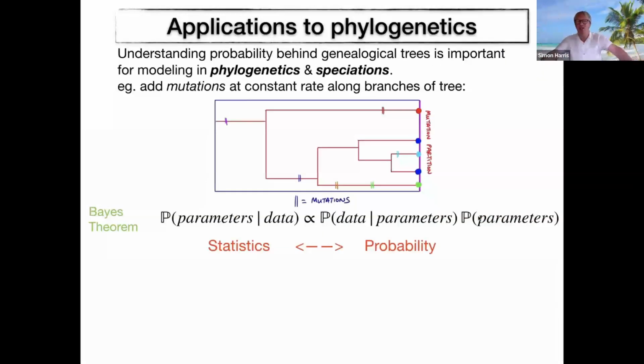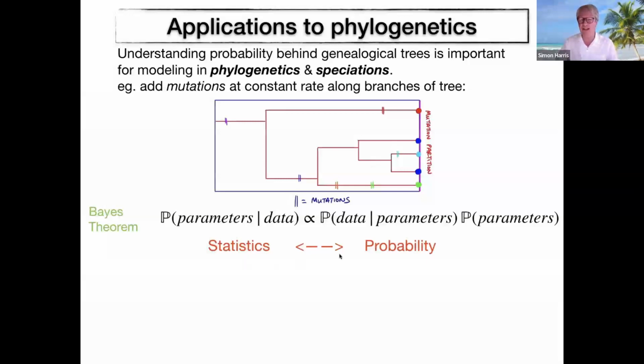So what are the kind of applications to this? Well, one of the big applications is phylogenetics. Understanding the probability behind these genealogical trees is important for modeling in phylogenetics and speciation. So you might be modeling how species evolve and new species split apart. For example, you might add mutations occurring along the branches of the tree, and that might give you information about the tree. Basically, if you know about some of the mutations by doing DNA testing, then you're getting information about how people are related, whether they carry the same mutations or not. You could do this for viruses, for example.